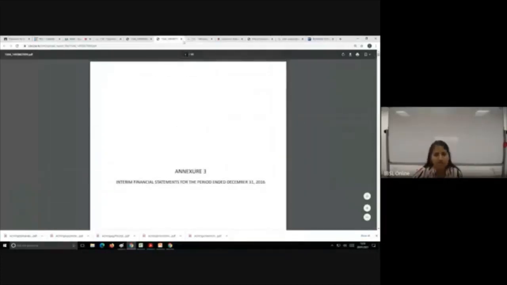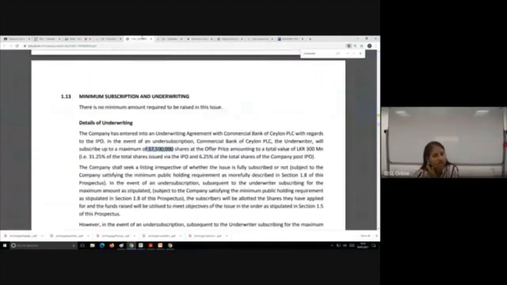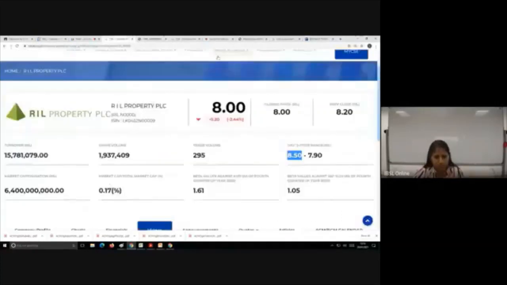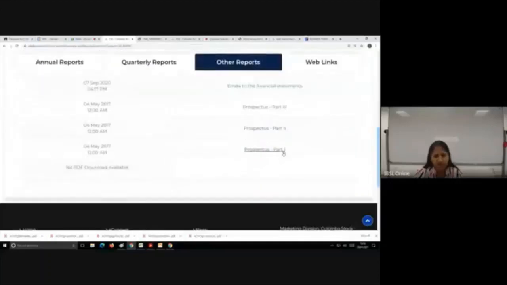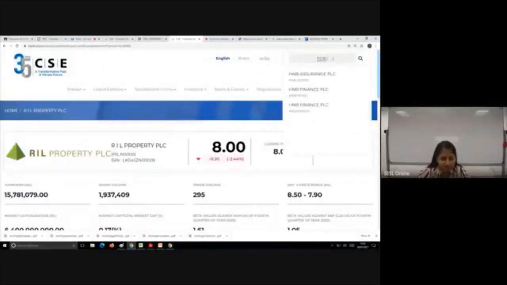The prospectus is an information document, something like an annual report. It's going to provide all the information you ever need on that IPO. Here you can see it comes in three parts: Part 1, Part 2, Part 3. It's a huge document. Huge work goes into this share issue. So that's how the share issue works. Let's check HNB Finance's debenture issue.